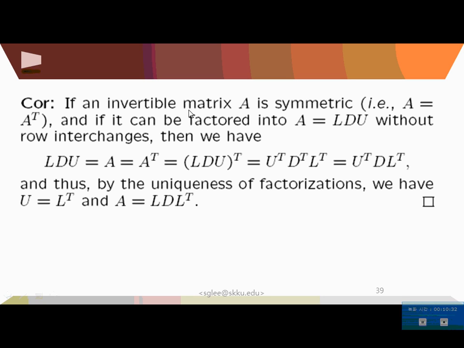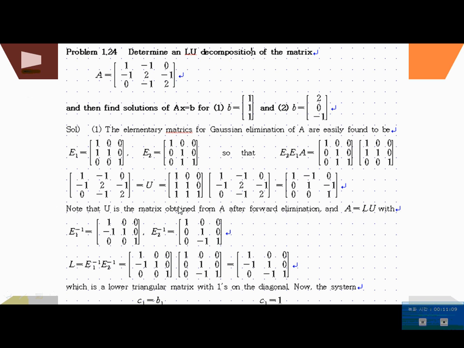If an invertible matrix A is symmetric, then A can have A equal to LDU. A should be the same as A transpose, which is U transpose times D transpose times L transpose, equal to U transpose D L transpose, which is the same as LDU. Then L and U transpose should be the same, and U should be the same as L transpose. So we have L D L transpose.